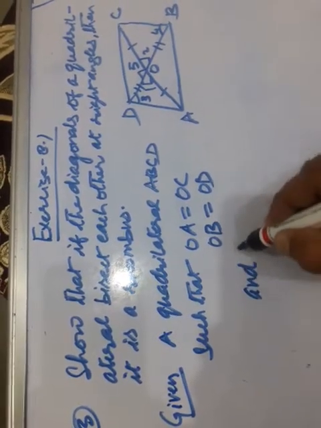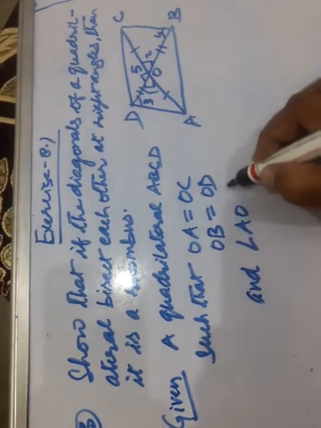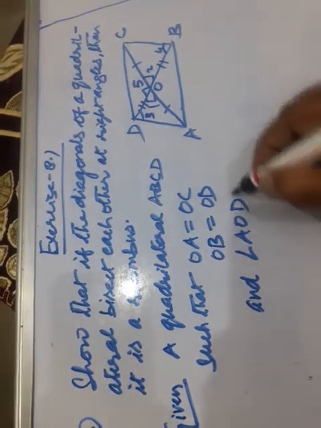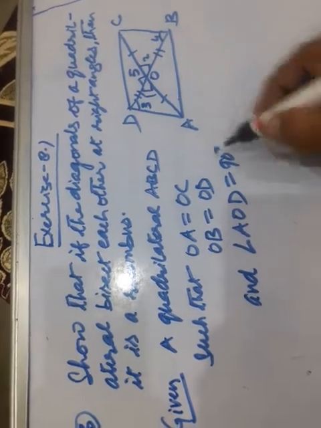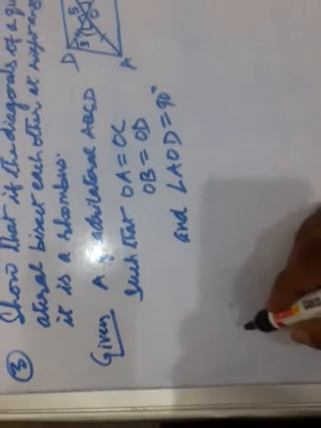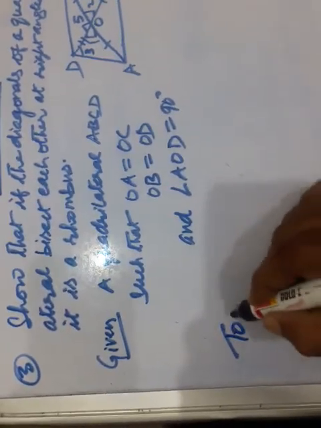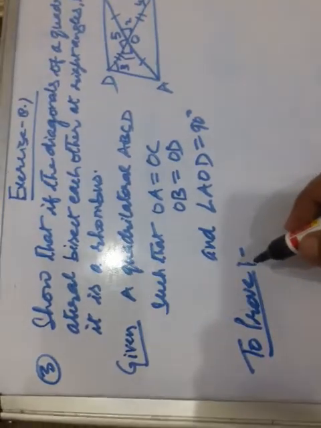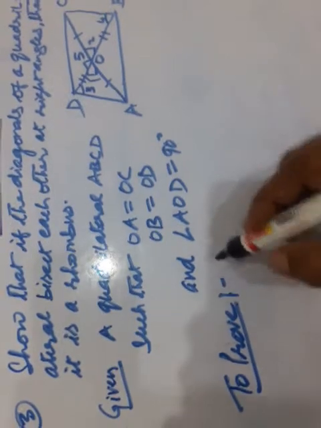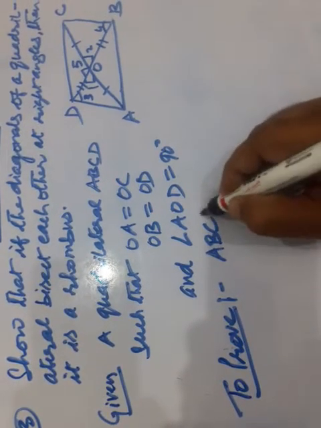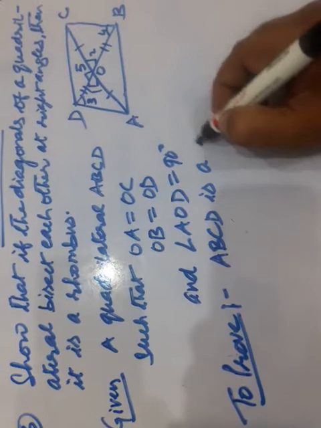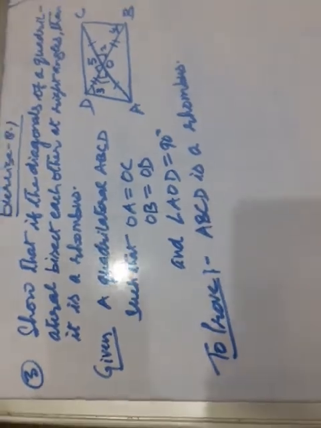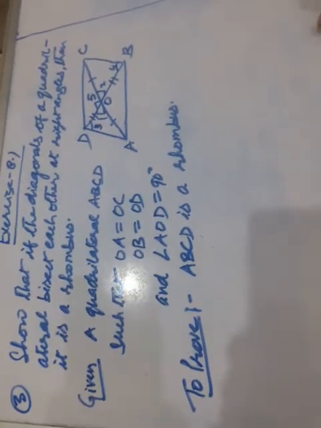and angle AOD, that is this one, AOD equal to 90 degrees. This much is given, children. What we have to prove? We have to prove that this is a rhombus, that ABCD is a rhombus, children.